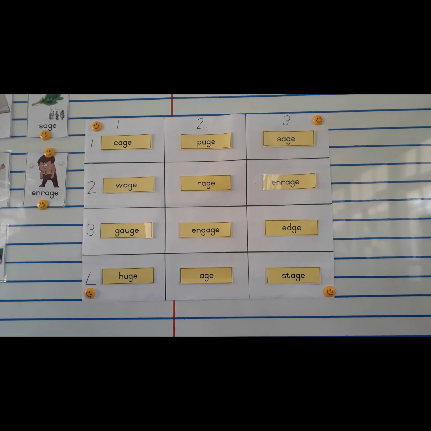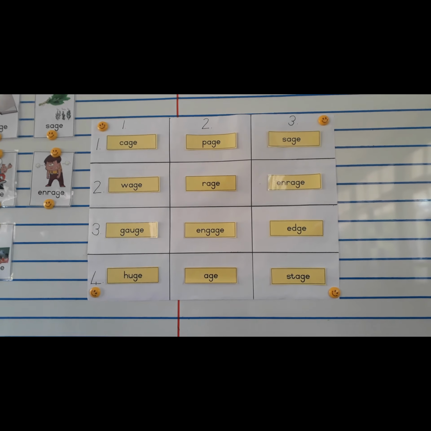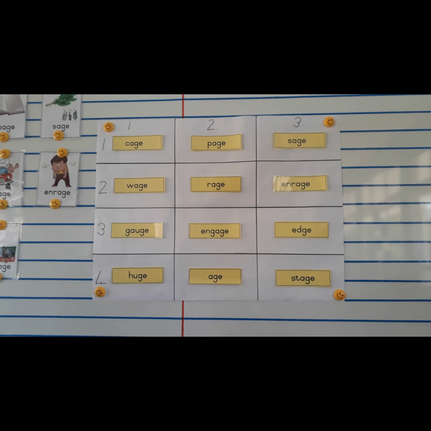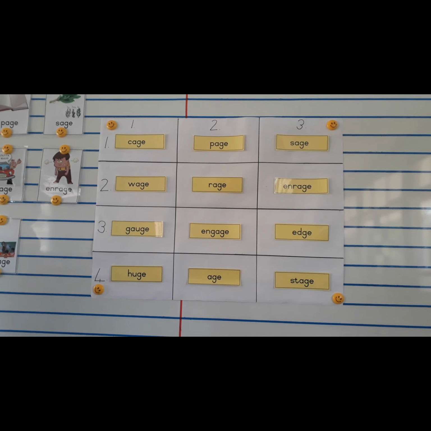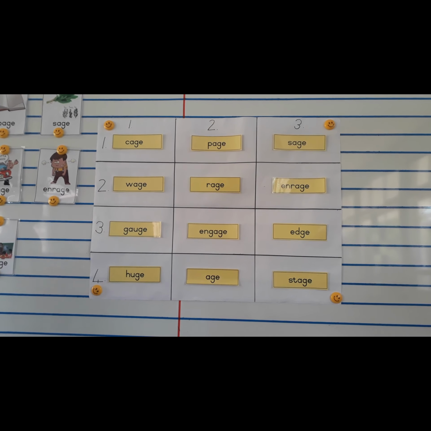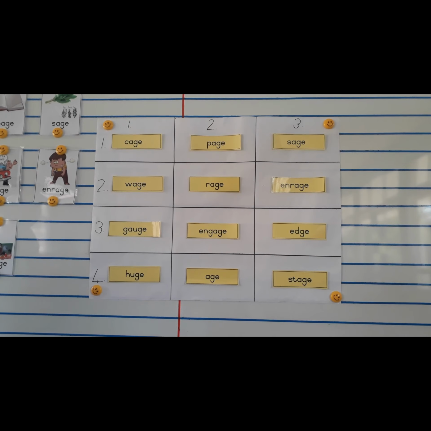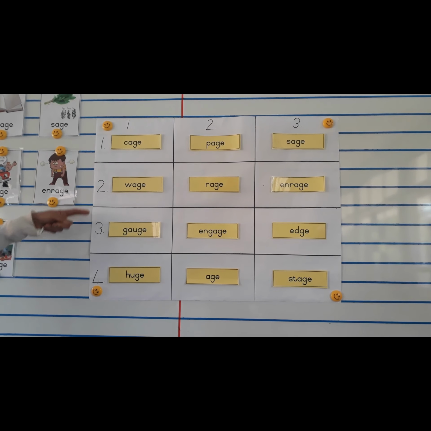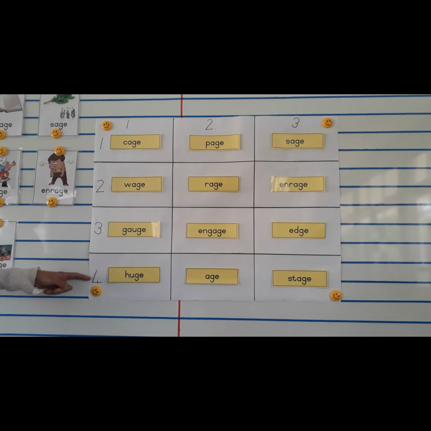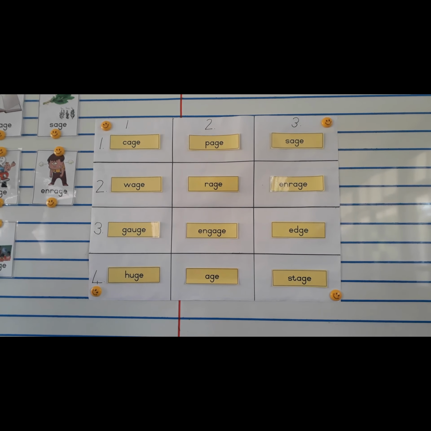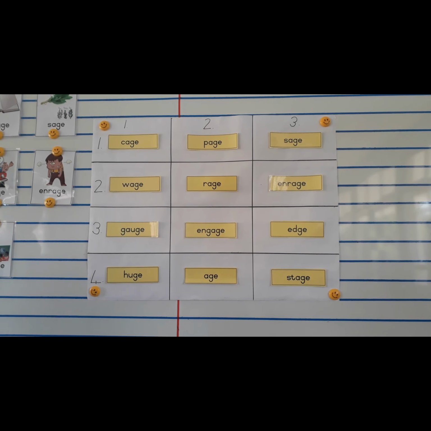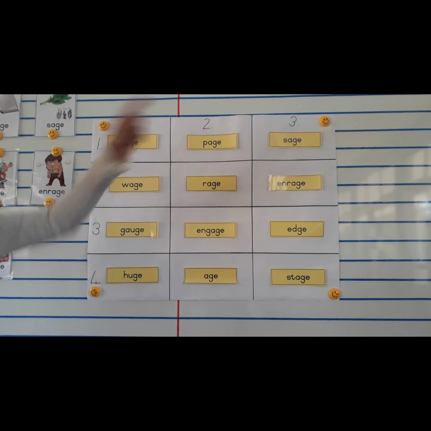We are going to do a columns and rows activity for our phonics today. You'll see there's a grid divided into 4 rows. So it's 1, 2, 3, 4. And then 3 columns going down. 1, 2, and column 3.